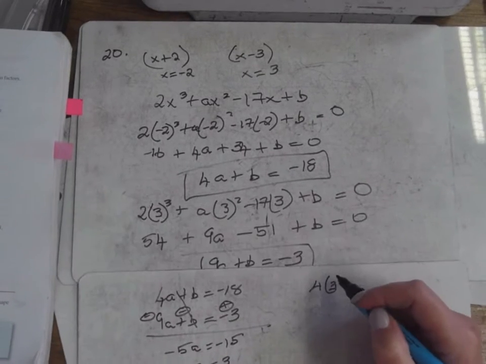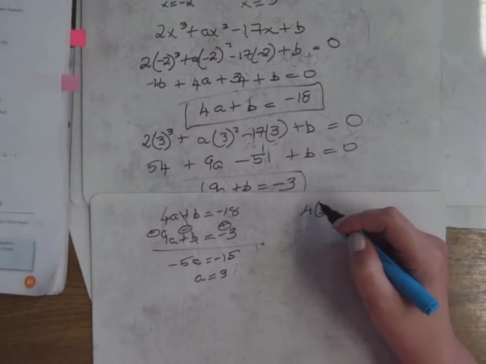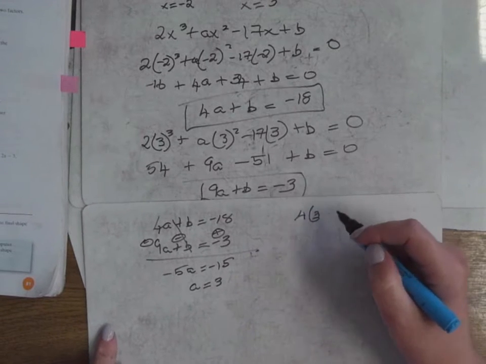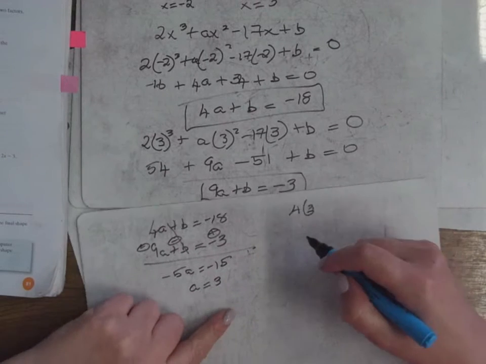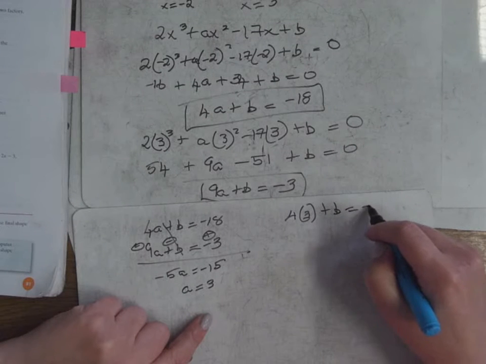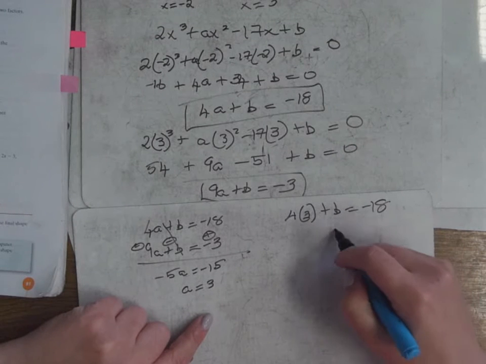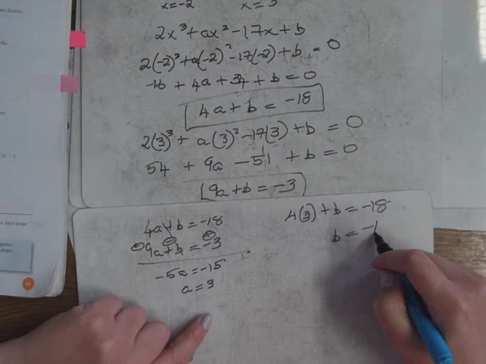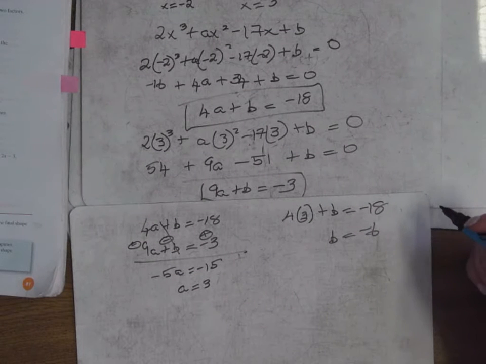What I do is I do 4 times 3 plus b equals minus 18. So that means b is equal to minus 6. Job done. Is that right?